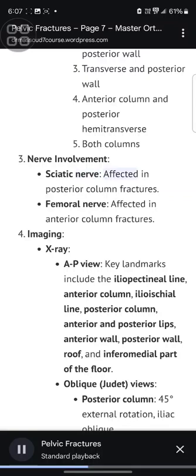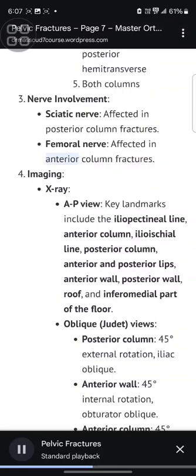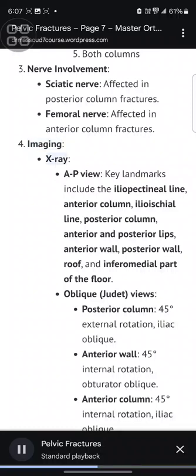Sciatic nerve, affected in posterior column fractures. Femoral nerve, affected in anterior column fractures. 4. Imaging. X-ray. AP view.